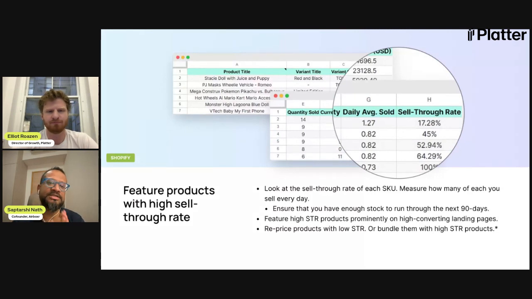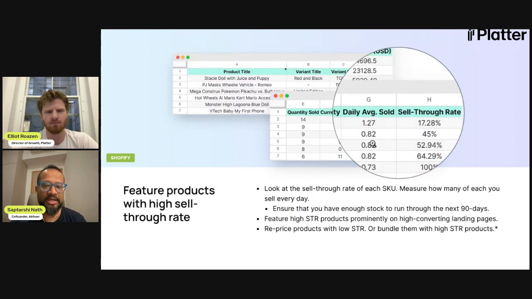Now, what does sell-through rate mean? Sell-through rate basically means if you have 100 products, then at the end of 30 days, 60 days, 90 days, what percentage of those products have you sold? That will be the 30-day, 60-day, 90-day sell-through rate. And what that basically means is that products that have a high STR, a high sell-through rate, are products that are more likely to sell if you keep them at the top of your high converting landing pages, right?